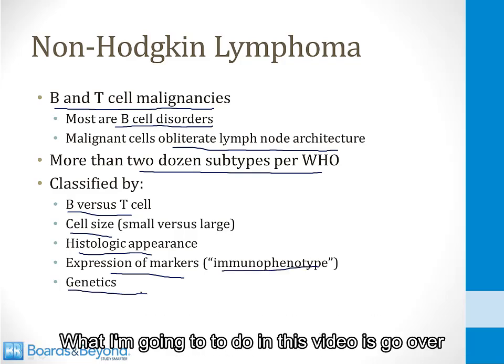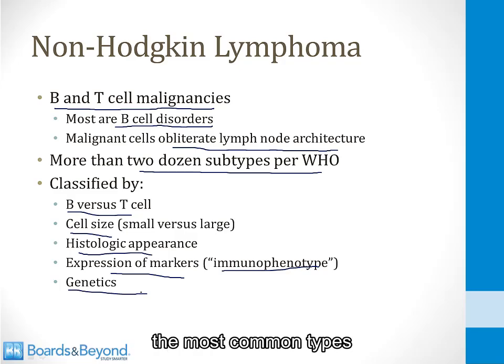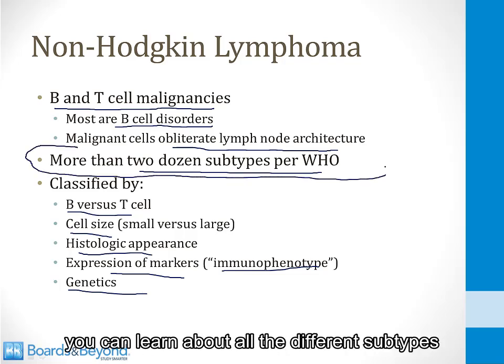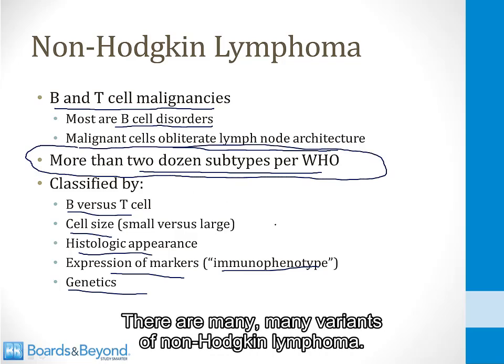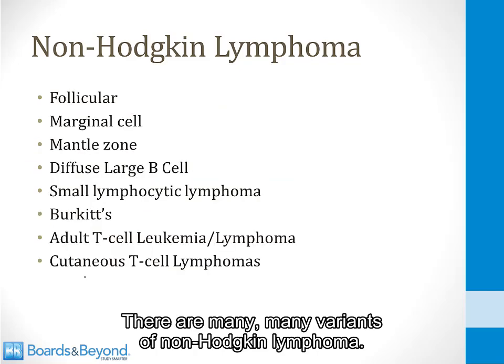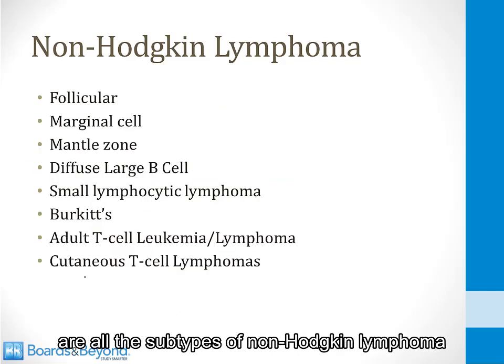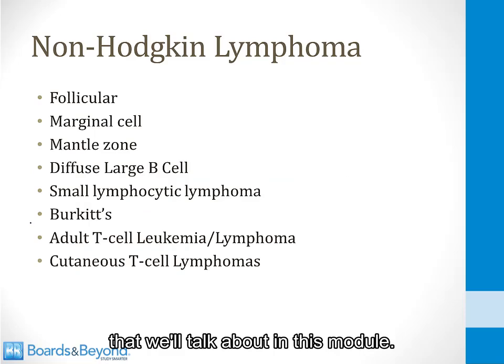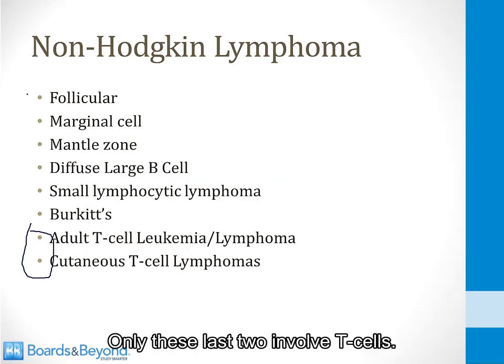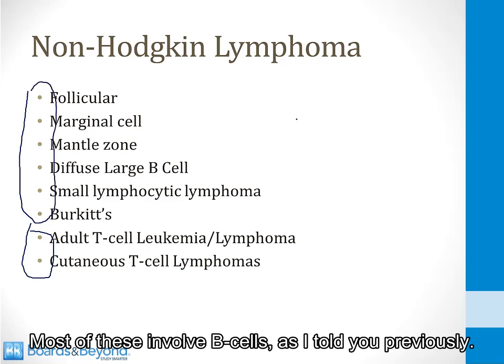What I'm going to do in this video is go over the most common types and try to tell you how to recognize them, especially for questions on Step 1. If you want to read more, you can learn about all the different subtypes that are out there. There are many, many variants of non-Hodgkin lymphoma. Shown on the slide are all the subtypes of non-Hodgkin lymphoma that we'll talk about in this module. Only these last two involve T cells. Most of these involve B cells, as I told you previously.